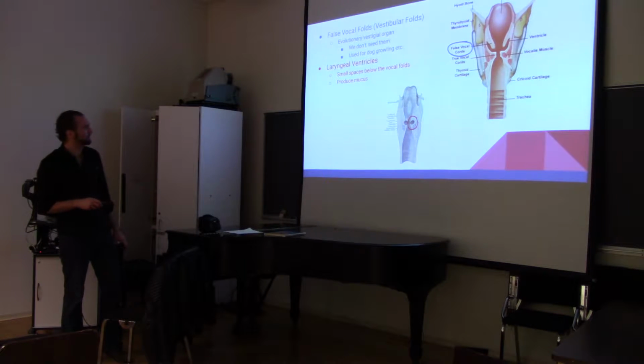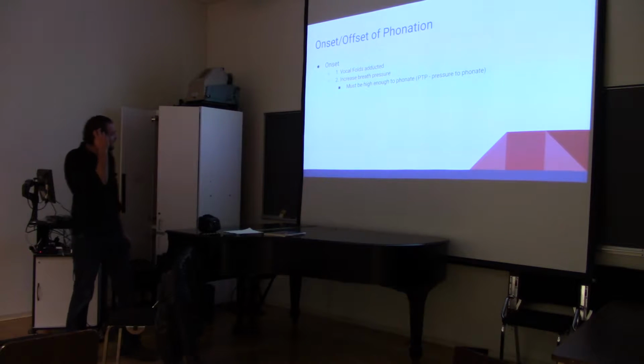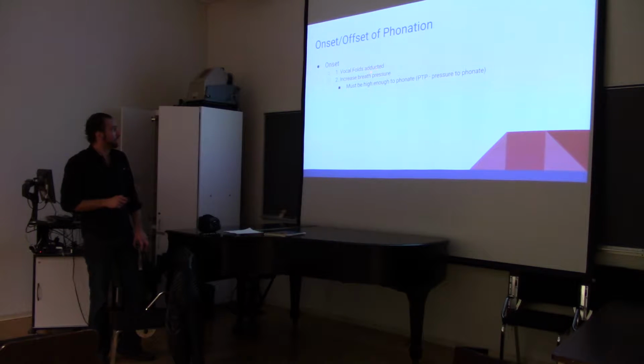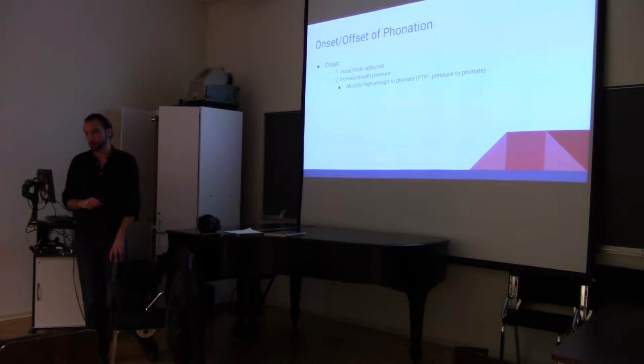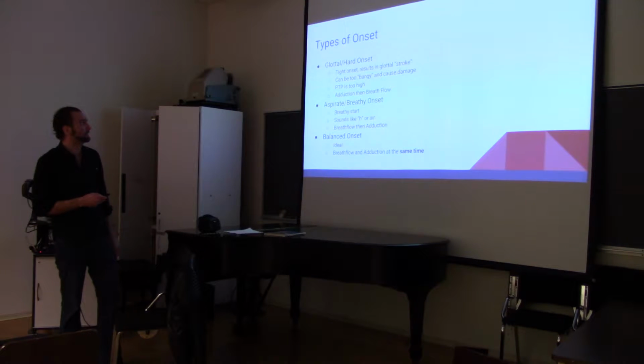All right, false vocal folds. Did we talk about that? Onset and offset. Okay, we didn't talk about this. So for the onset, you have to have the vocal folds adducted, closed, and increase the breath pressure. It must be high enough to phonate, which is the PTP. We talked about it, remember going pa, and we stop. If it's too high, that's when it's pressed, right? Pa, pa, pa, pa. And you can actually measure all this stuff. I think I'm actually doing a study about this next year.